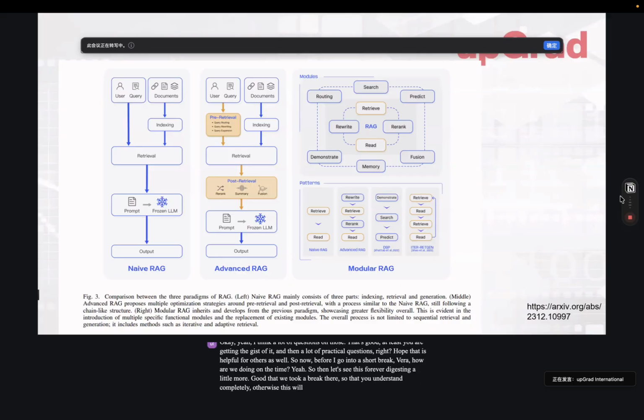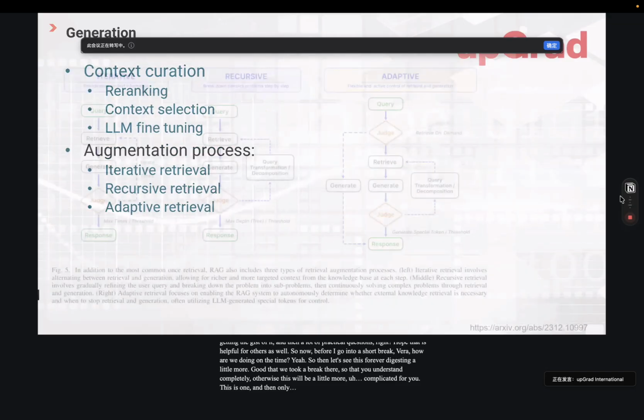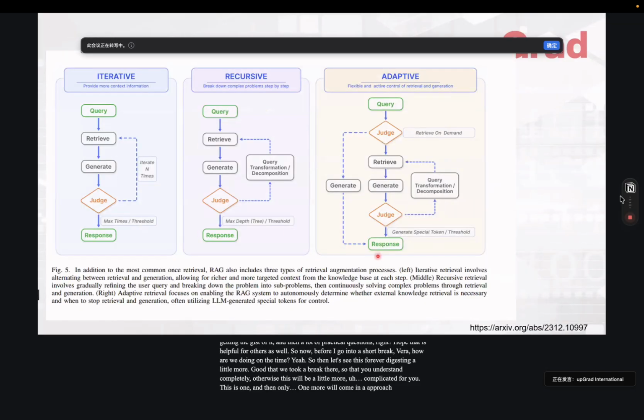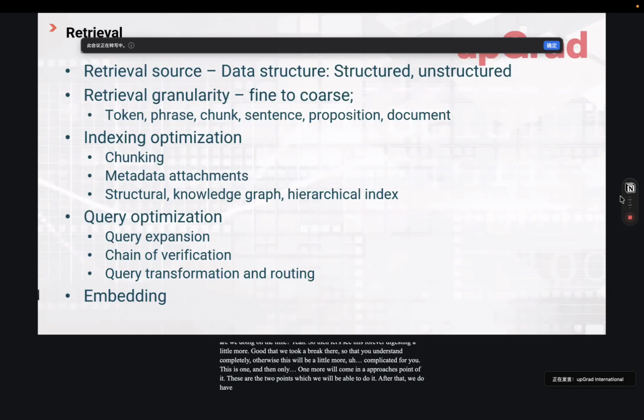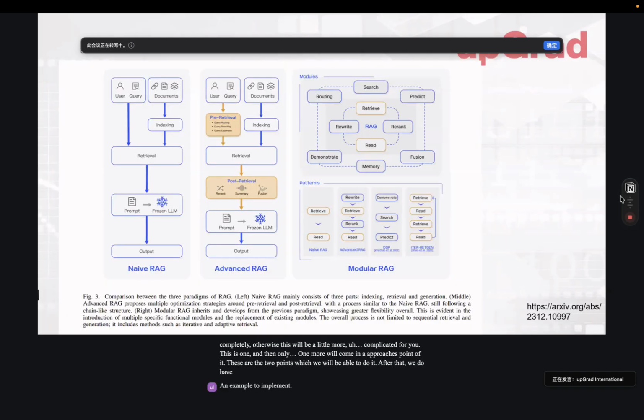Otherwise, this would be a little more complicated for you. This is one, and then only one more will come on the approaches point. These are the two points which we will be able to cover. After that, we do have an example to implement. I will give you a gist of it, and we'll take a short break and come back.